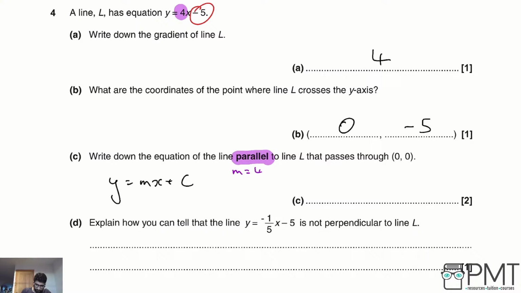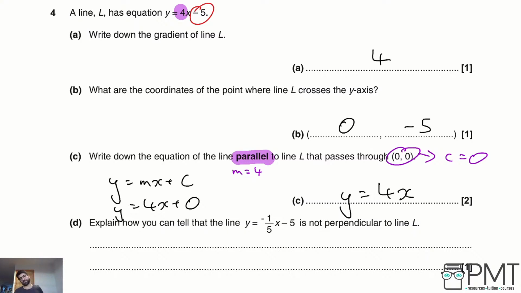So m equals 4, the same as line L. And then from this (0, 0), we know that c is going to be equal to 0, because remember, c is always the value of y when x is equal to 0. Thank you, Isabella. Well done. y is 4x plus 0. So we write 4x plus 0. And as your final answer, you don't really need the 0. You can just leave it as y equals 4x. That's the equation of the line parallel to line L going through (0, 0).